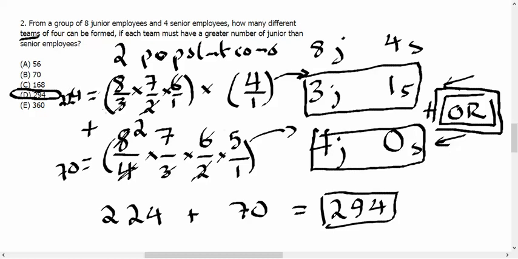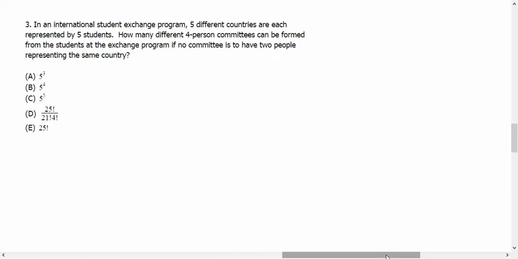Now let's take a look at the next problem. So let's go over. Problem number 3. So in an international student exchange program, 5 different countries are each represented by 5 students. Okay. How many different 5-person committees can be formed from the students at the exchange program if no committee is to have 2 people representing the same country?